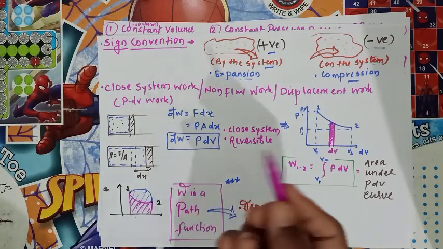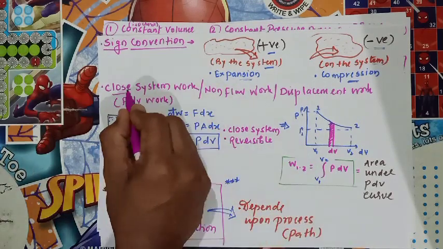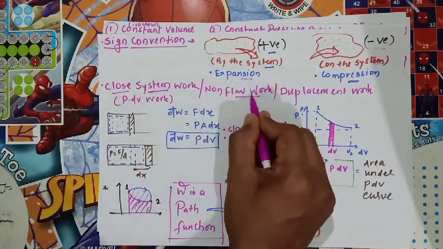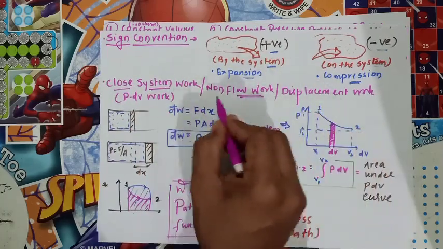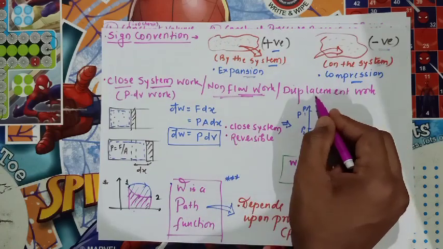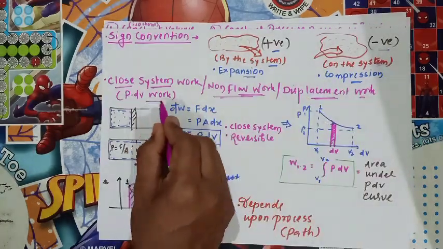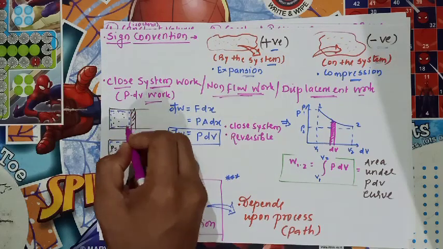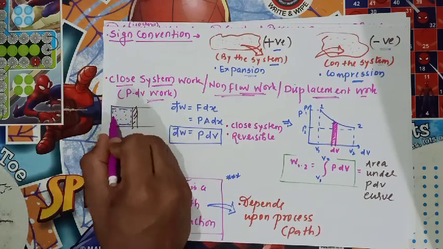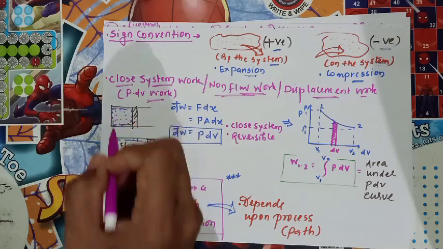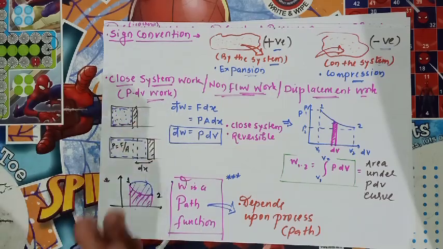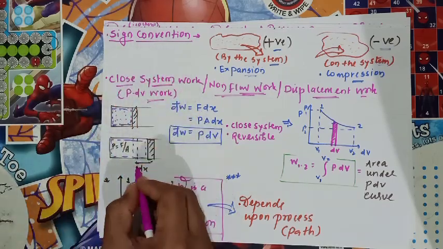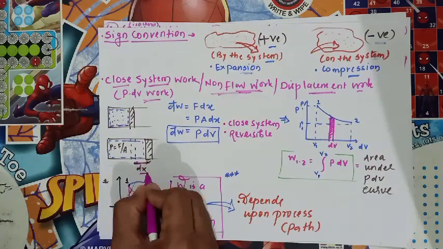Okay, now let's see the closed system work. Closed system work is also known as non-flow work, also known as displacement work, also known as PdV work. So let us consider a piston cylinder arrangement containing some gas, and this is our system, and this is our system boundary. Now this piston is moving and displaced by a distance dx.